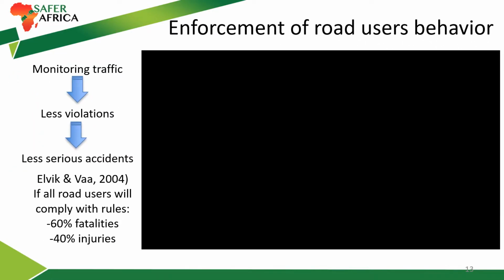Going back to the main subject, enforcement of road users' behavior. It is clear that in this section the police force is the main actor in the field. Controlling and monitoring traffic has as objective to make fewer violations, and fewer violations could mean less serious accidents. Elvik and Vaa indicated that if all road users complied with all road rules, fatalities would fall by around 60% and injuries by 40%.